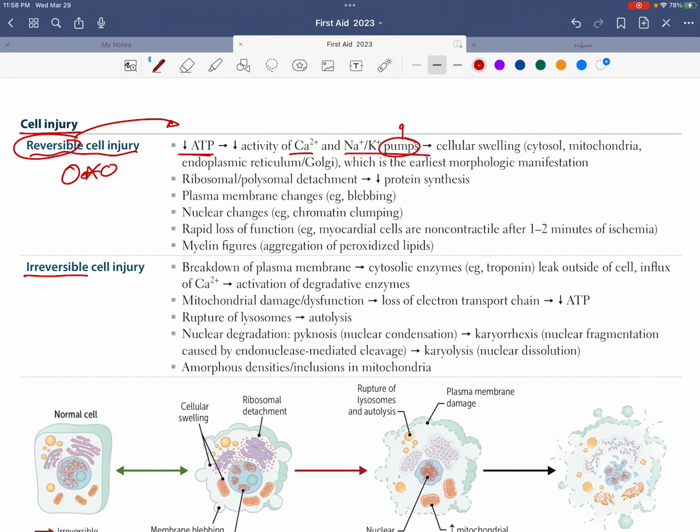So pumps means that they do require ATP, and since we have less ATP than expected, then we have less activity of these pumps, leading to cellular swelling. So that swelling includes cytosol, mitochondria, endoplasmic reticulum, and Golgi apparatus. Basically, this is the earliest morphological manifestation of a cellular injury that we can see. That's followed by ribosomal polysomal detachment, which reduces the protein synthesis.